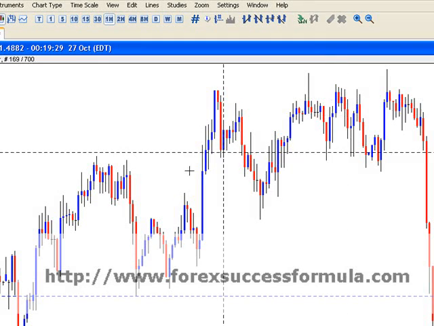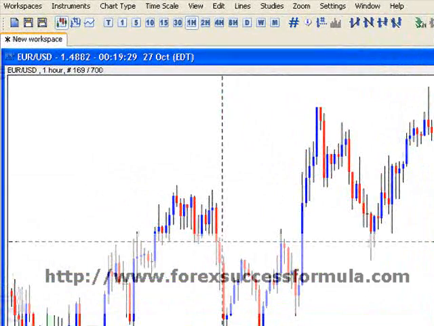Okay, so now we have opened a trade. The next thing is to make sure that we get out of the trade as soon as we have secured a certain amount of profit. So here are the simple money management rules for such kind of trades. It's as simple as possible.